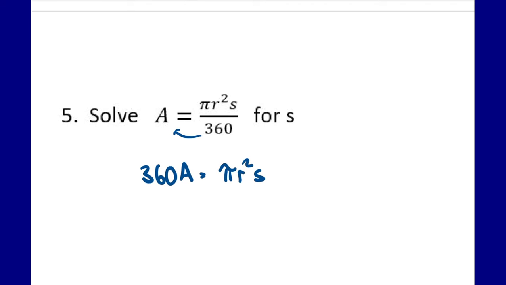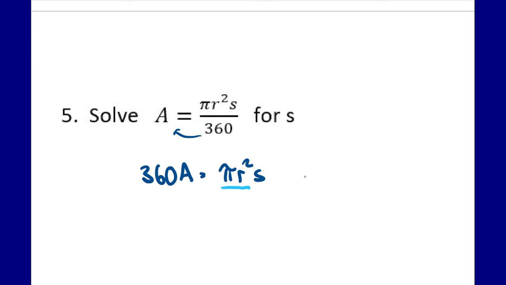Now this one we have multiple things to get rid of. I have the pi and the r squared that are both multiplying with s. Because I want to get s by itself, I am going to have to get rid of these two terms. But which one do I start with? Well, when we think of multiplying, we might remember that when we multiply, order doesn't matter. So it doesn't matter if I multiply s by pi or s by r squared first.